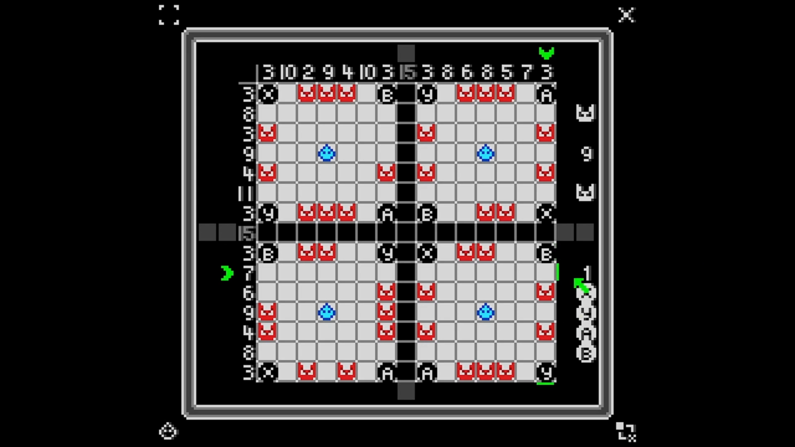Now, X, Y, A, B, the sum has to be 9. And of course, 1 plus 2 plus 3 plus 4 equals 10. So that means one of these has to be 0. So let's see here. X, can it be 0? No. Neither can Y or A. That means all of these are 1 or more. But B can be 0. And we'll see that in every quadrant.